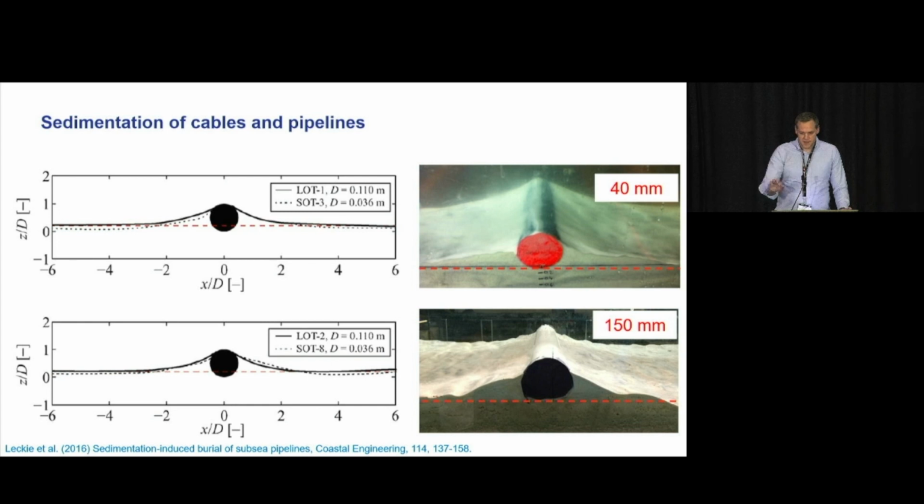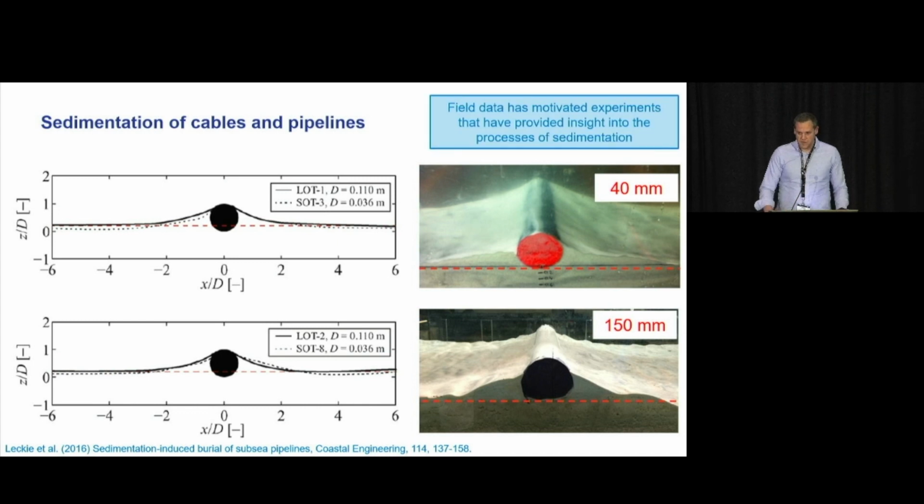And we can do things in the lab now, which we have done, where we can, for example, work out how quickly these berms occur for a given set of flow conditions. And that can be important for understanding, for example, pipeline response when you might first turn the pipe on. You need to know what the local embedment will be at that point in time. So using this type of research, we can predict what the embedment might be for a pipeline placed in the field. So this first case study is an example where we've used field data to motivate experiments that have provided insight into the processes of sedimentation, and in turn that then feeds back into design.